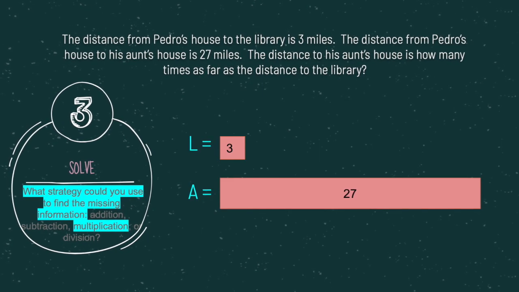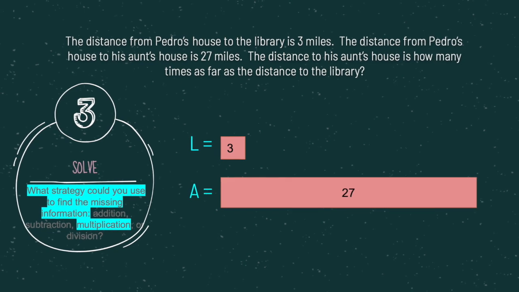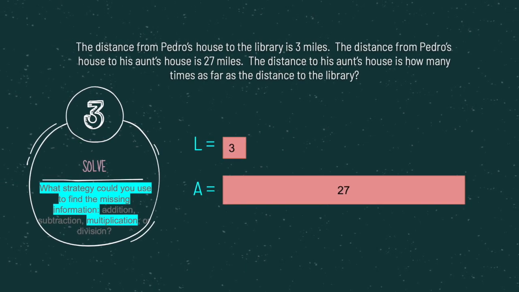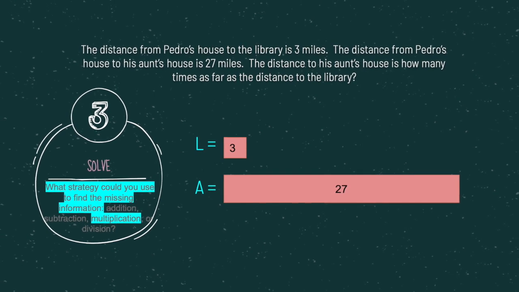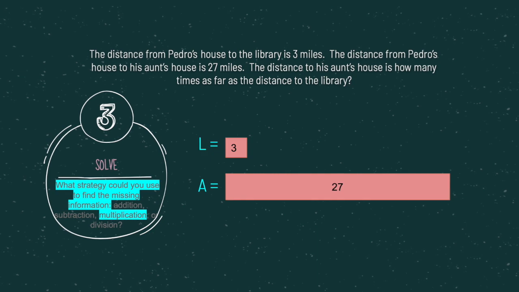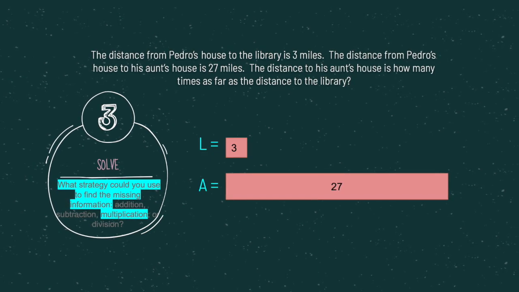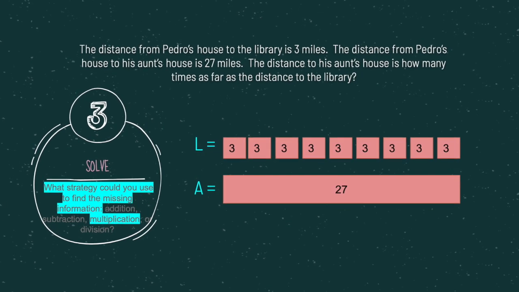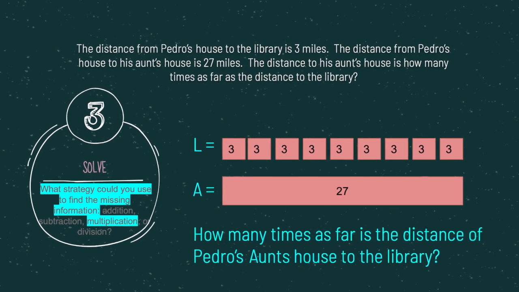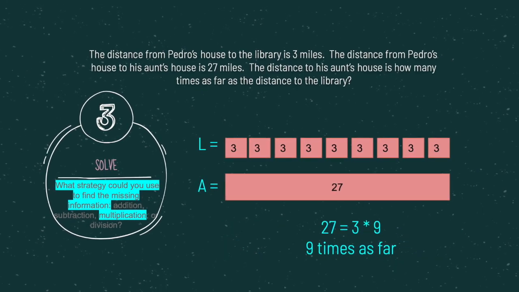We can use a diagram like this. The L will represent the library. The A will represent the distance his aunt's house is away from the library. Use the diagram to help you solve the equation. How many times can we take 3 to get 27?